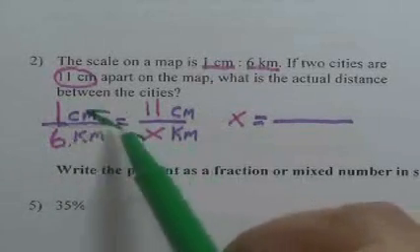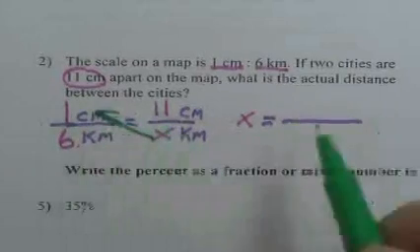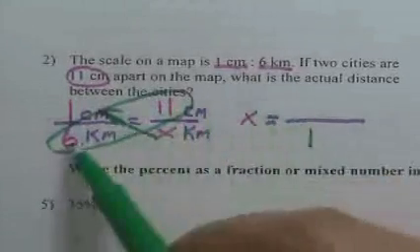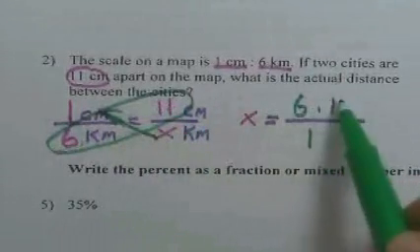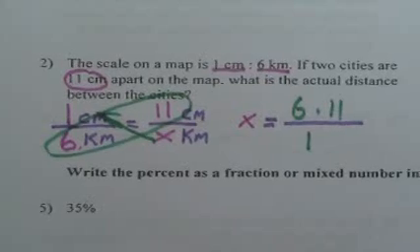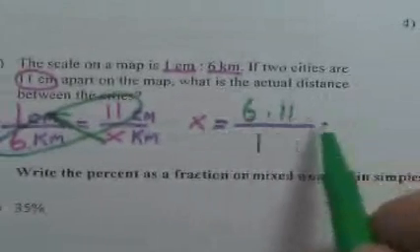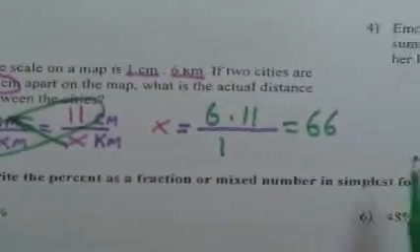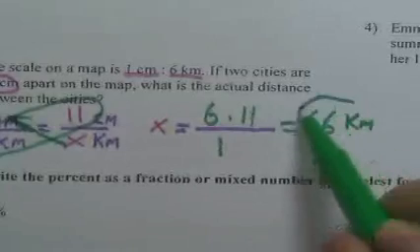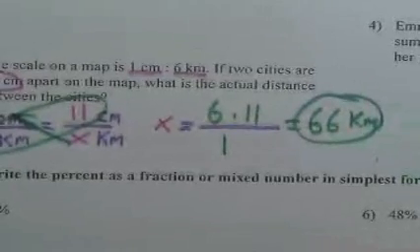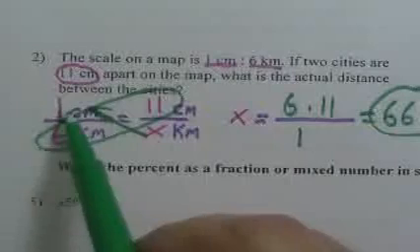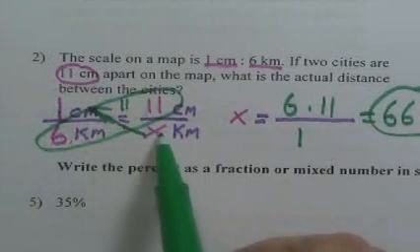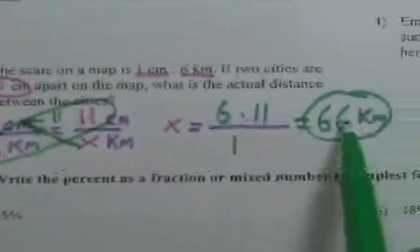The number diagonal of the variable x, that always goes on the bottom. The other 2 numbers go on top. 6 and 11. 6 times 11. Okay, so that's a shortcut. And 6 times 11 is 66. So our answer is 66 kilometers. And again, you could have just said 1 times 11 is 11. 6 times 11 is 66. And you'd come out with the same answer, 66.